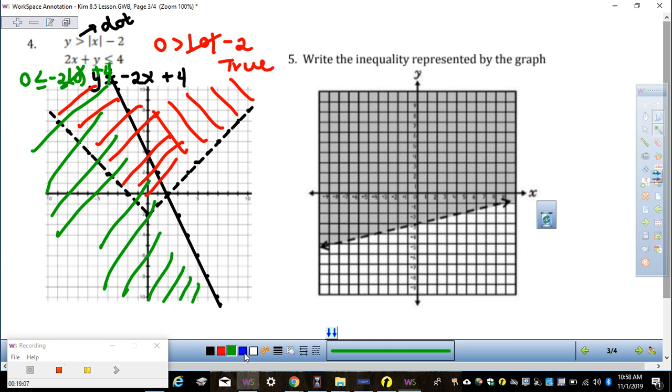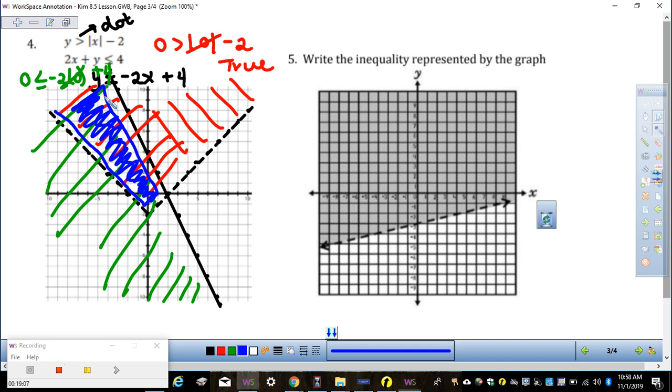When I look for my area of overlap, where I see red and green, it needs to be inside the absolute value, but below the line. So it's kind of this weird quadrilateral type shape right in there. And that's going to be your final solution.